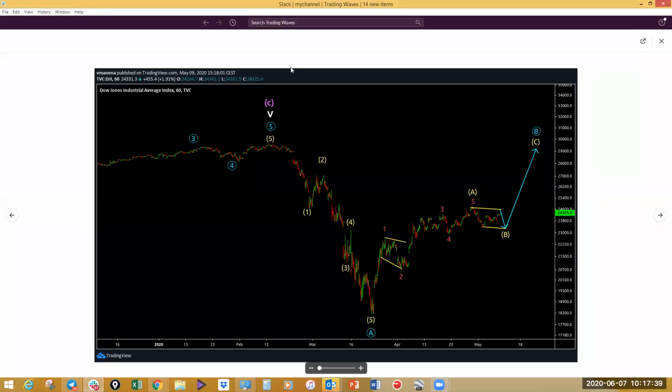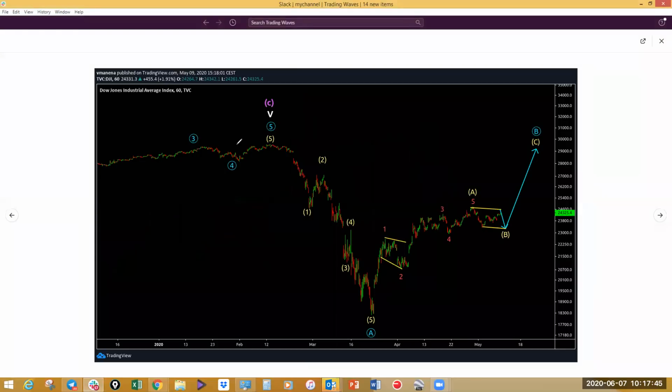So now, look at how the indices have played out. Last Sunday, I detailed how we're expecting the indices to keep pushing higher. So let's run through the indices and how they've played out, and how I've shown the forecast and how they're going to play out. So this was the Dow Jones Industrial Average.